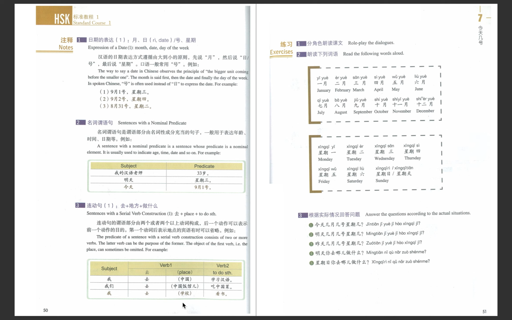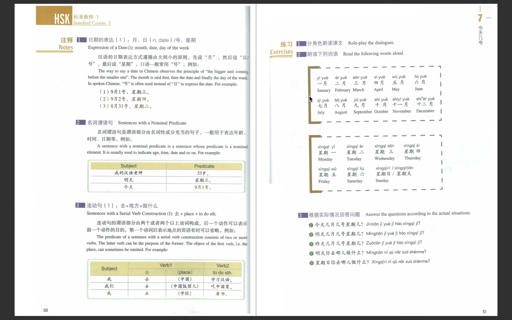我去学校看书。我 I, 去 to go, 学校 school, 看书: 看 to look at, 书 book. So look at the book while you are reading or studying. Exercises. So you see, months in a year are exactly the numbers from 1 to 12.